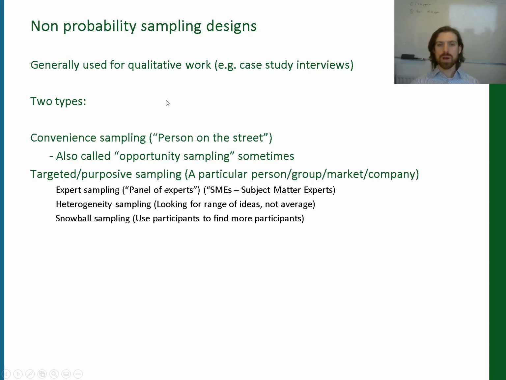So, non-probability sampling designs. Often this is used within the qualitative context. Maybe you're doing case study interviews. Generally, there are two types of non-probability sampling design. That could be convenience sampling, which is speaking to people on the street, for example.